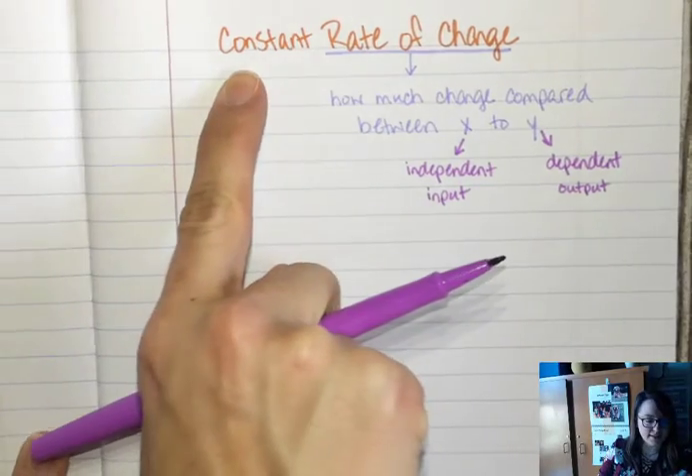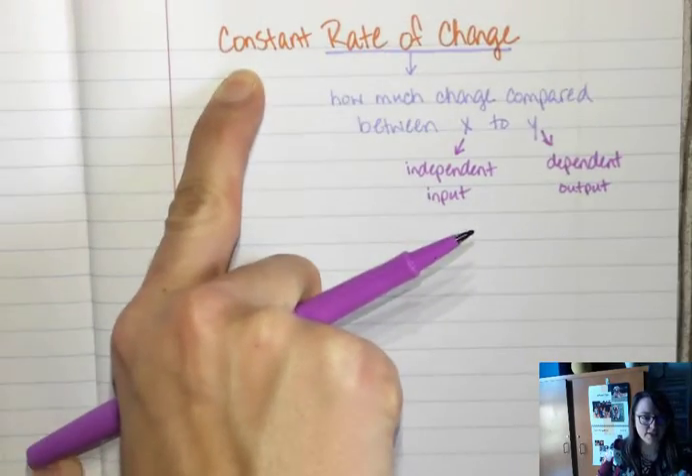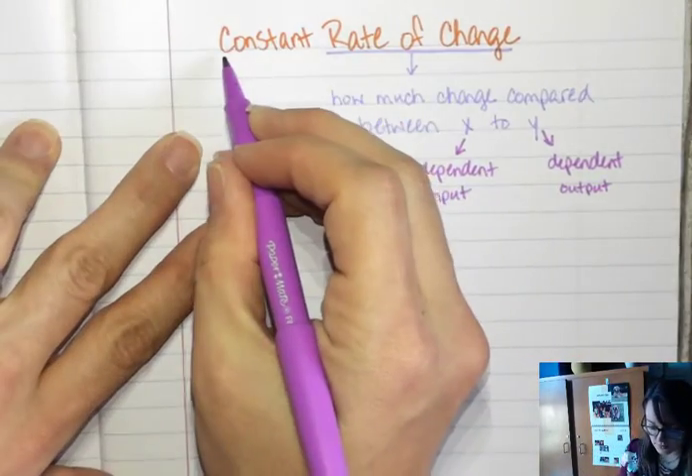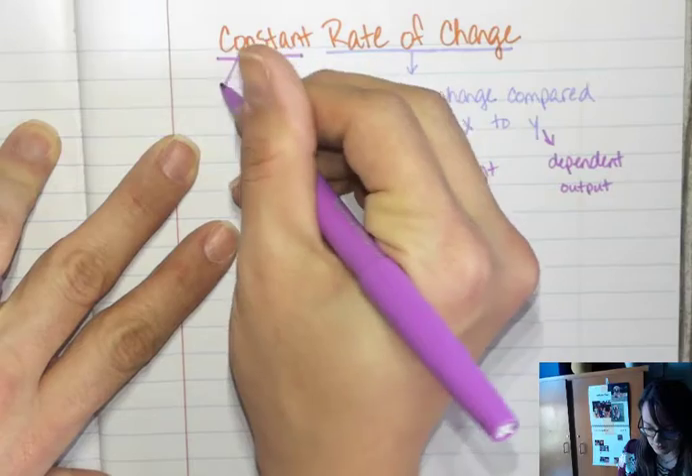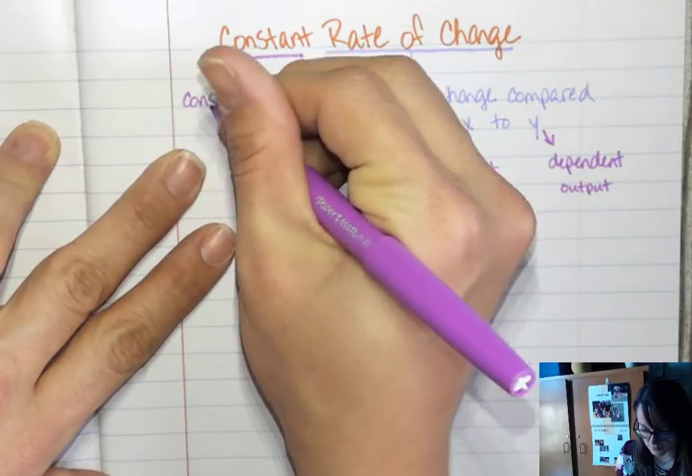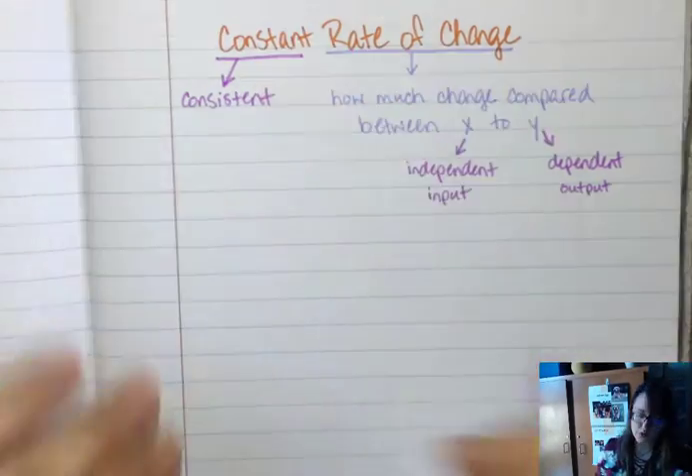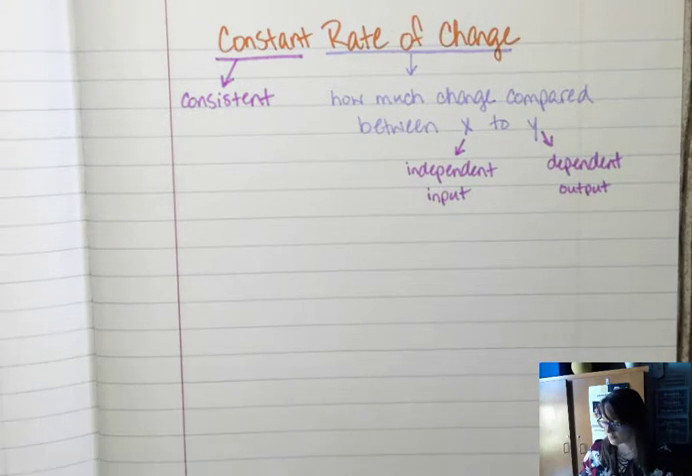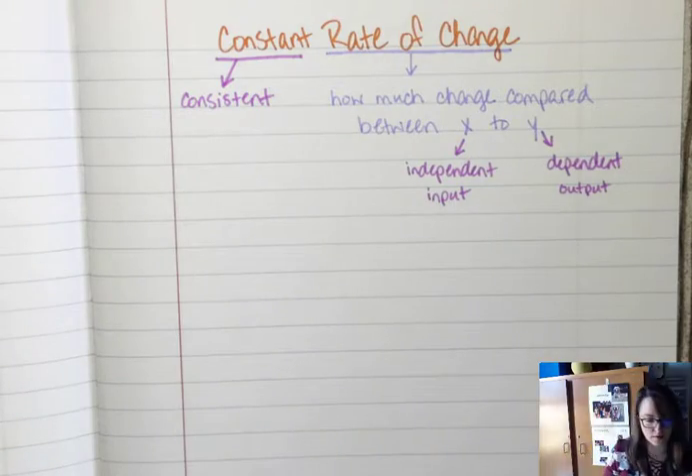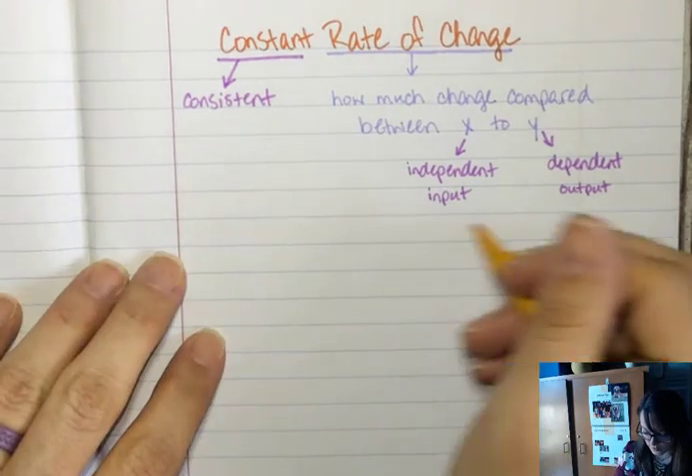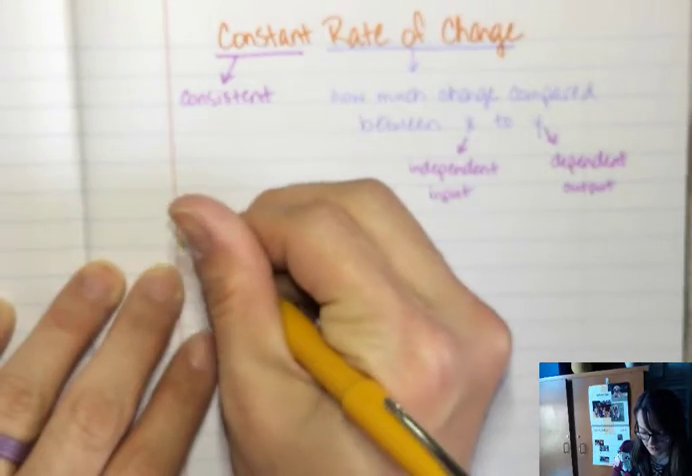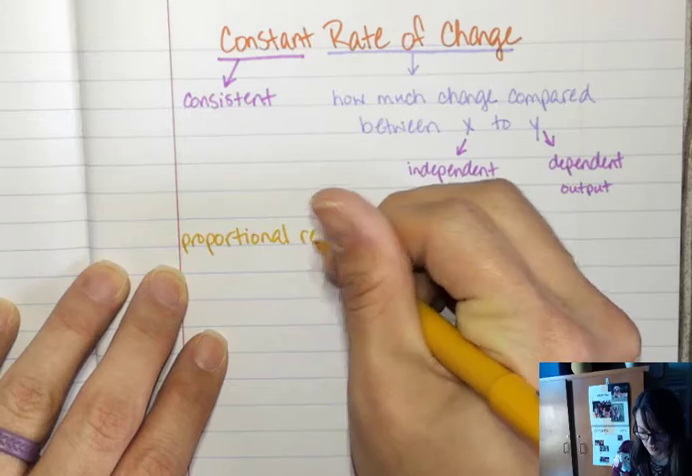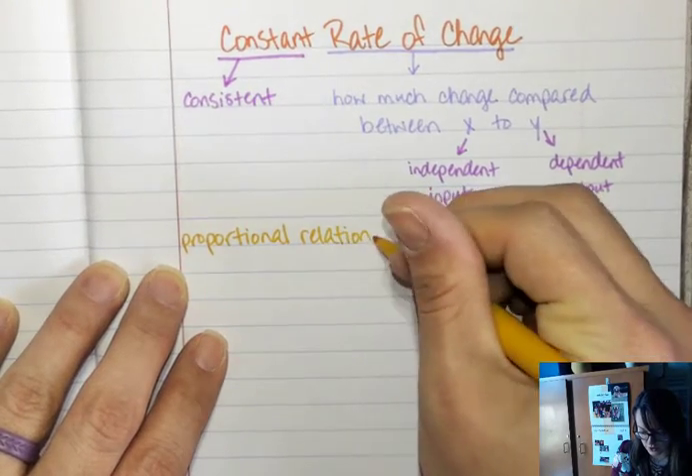And since it's constant, that means it's going to be consistent. Constant means consistent. A proportional relationship, which is what we're going to spend the next couple weeks on. Proportional relationship.